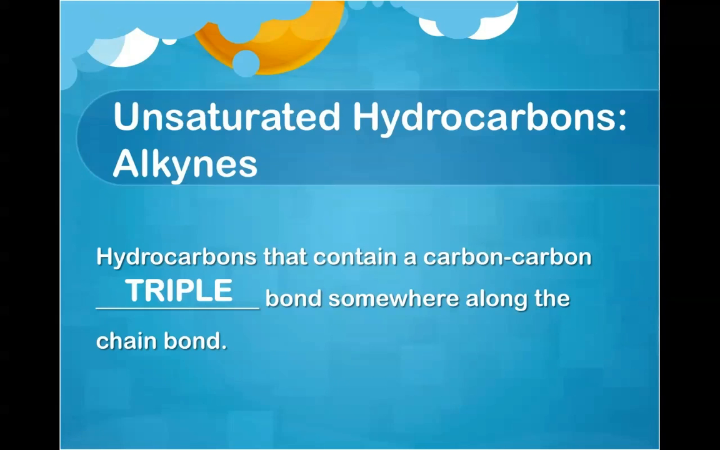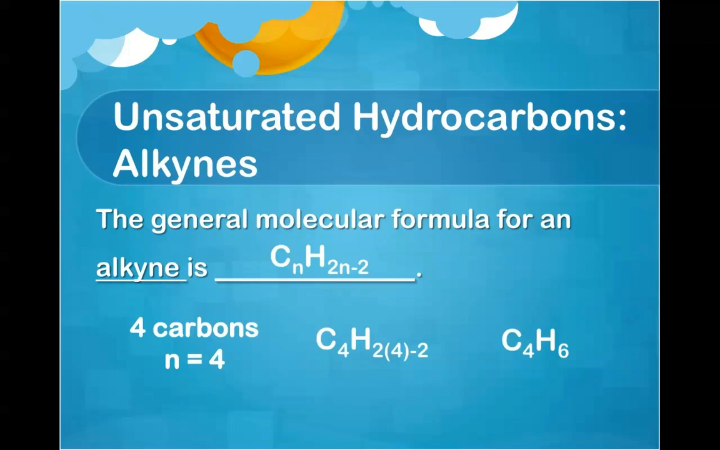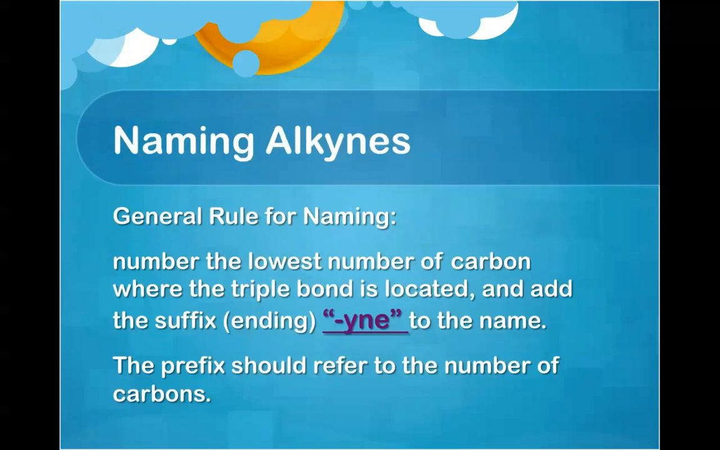This contains a triple bond somewhere along the carbon chain. Our molecular formula for this is CnH2n-2. So if we plug in 4 carbons, we find then that we only have 6 hydrogens present. All right, our general rule is going to be very similar to the alkenes. We need to number our carbon chain if necessary, use our prefix to refer to the number of carbons, and then add on the ending YNE instead of ANE or ENE to represent that triple bond.